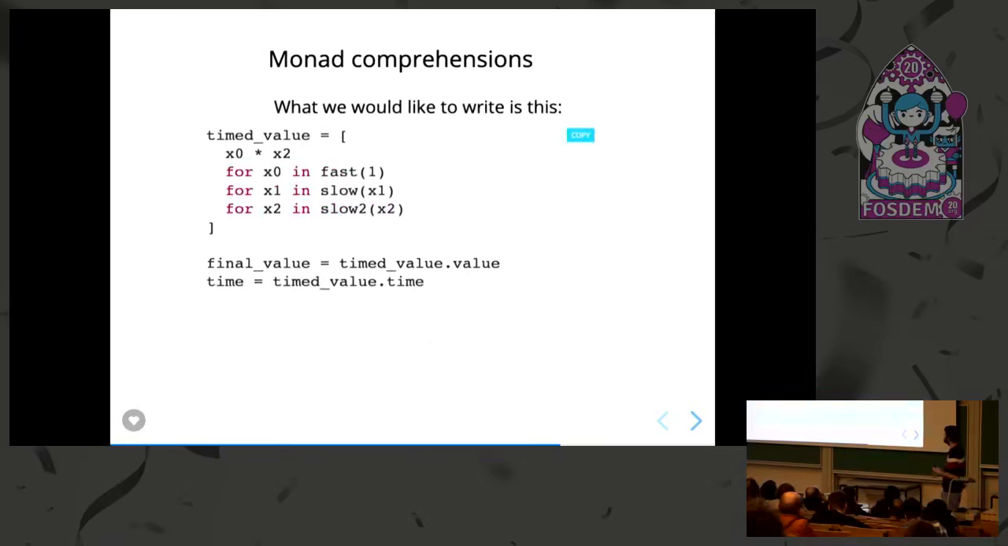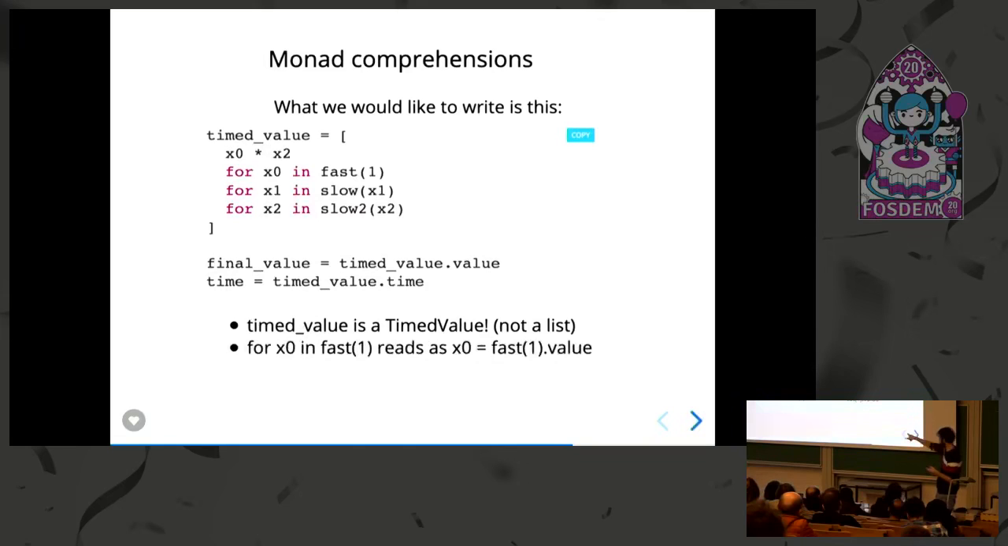Okay, so what I really want to write is this. This might be mind-bending, but my idea is that I would like to modify the meaning of the list comprehension syntax in order to use it not only on lists, but on any kind of monad. So in this case, the time value would be a time value, not a list. And for x0 in fast1, it would read as x0 equal fast1 dot value.